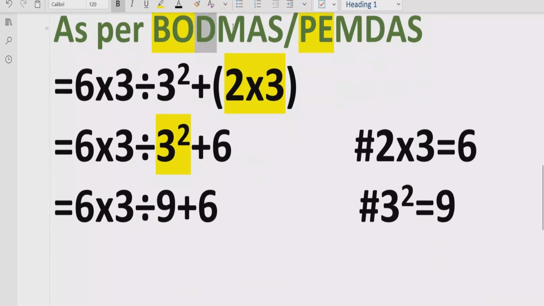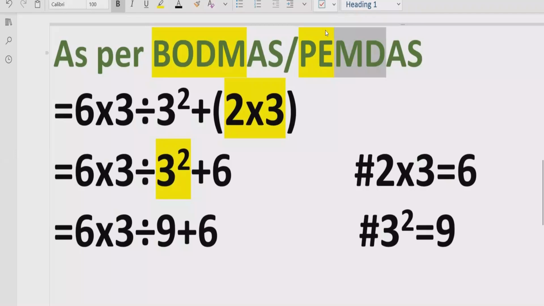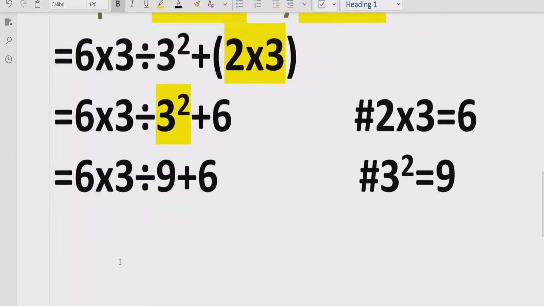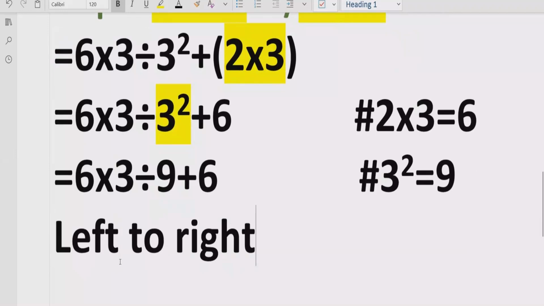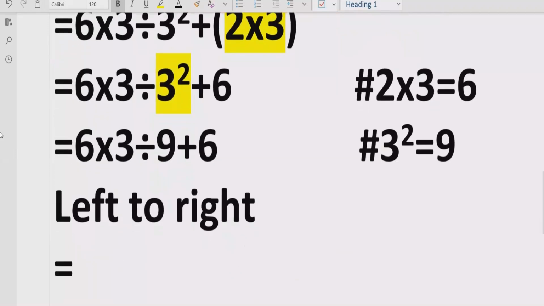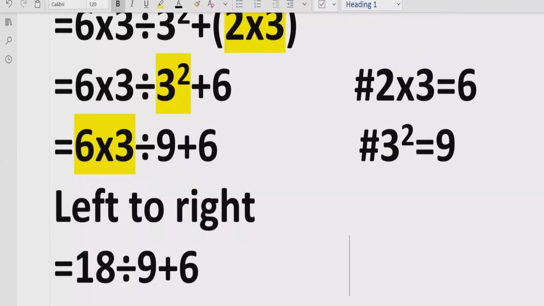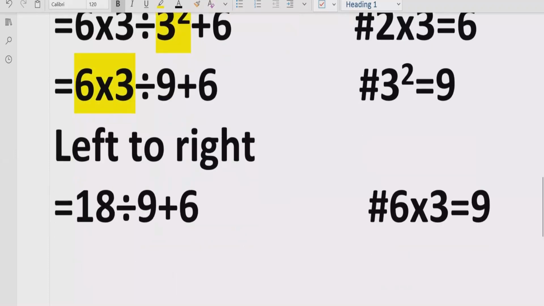Now we have to solve division and multiplication, or multiplication and division. We have to go left to right in this expression and find which is coming first. So now we have 6 multiplied by 3. First we have to multiply these two numbers. 6 times 3 is 18, divided by 9, and plus 6 we will write here as it is. And here we give the reference: 6 multiplied by 3 equals 18.